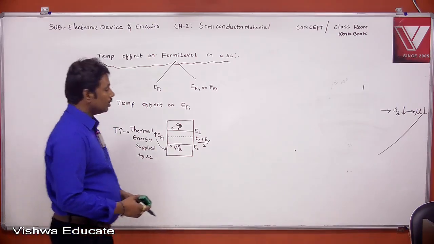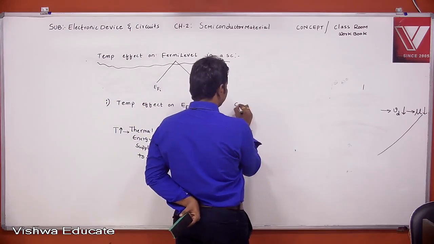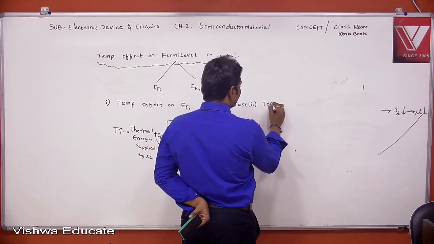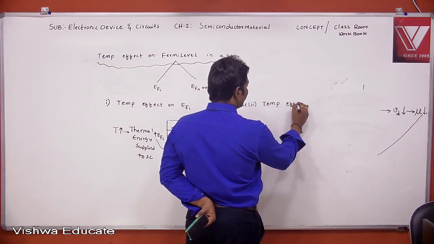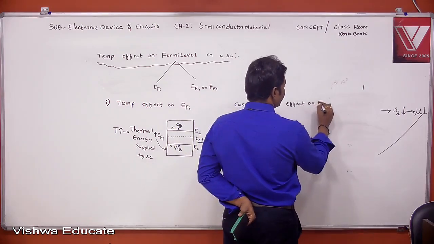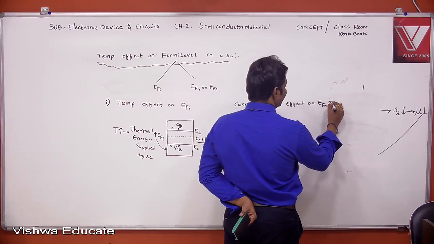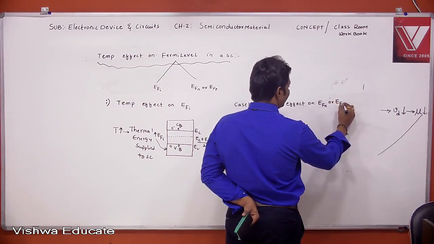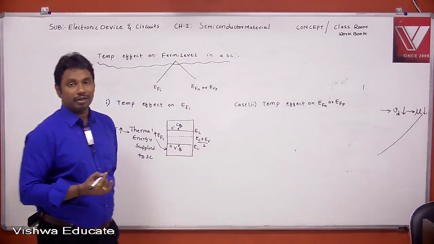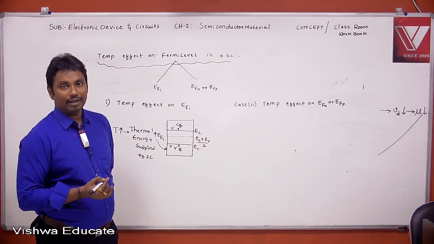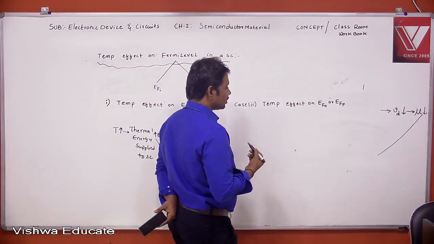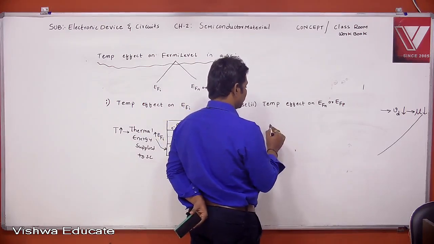Right. Next, case 2, temperature effect on extrinsic Fermi level. That is, in bracket, EFN or EFP. Case 2, temperature effect on extrinsic Fermi level. Right. So now, see how the extrinsic Fermi level is affected due to temperature.